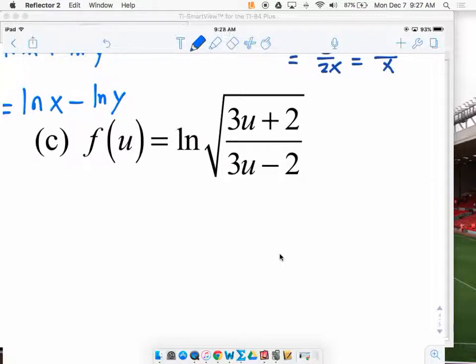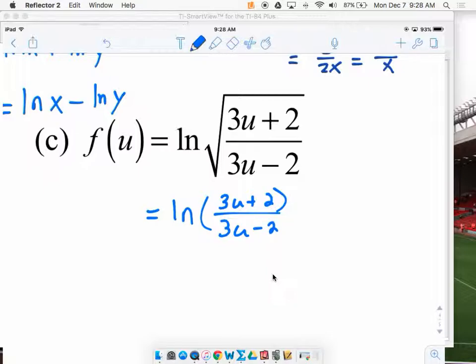All right, so f of u, right, how can I rewrite that? I have the ln of 3u plus 2 over 3u minus 2, right, raised to the 1/2, right? What can I do with that 1/2? Okay. And then how can I rewrite the fraction, the ln of the fraction? Like, what does that turn into?